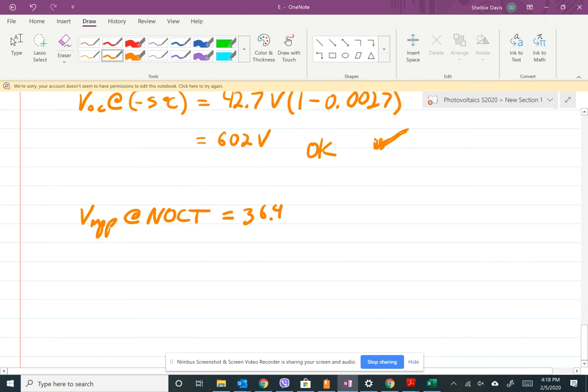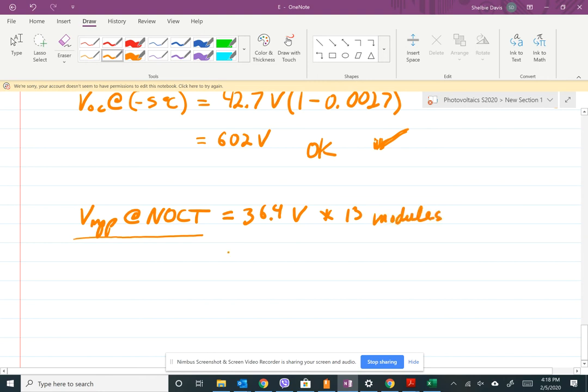How about I add that in there? 36.4 volts. So that is our VMPP at NOCT according to the spec. I'm not going to make it go find it. Times 13 modules.